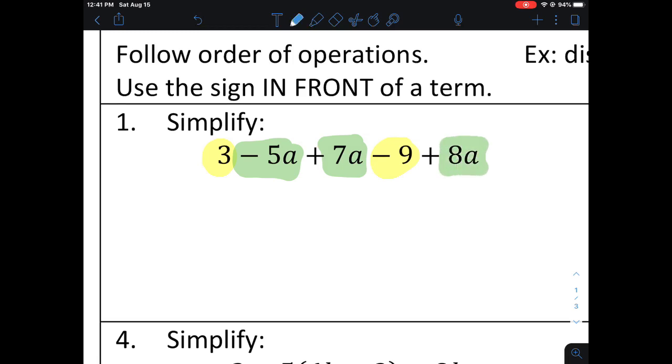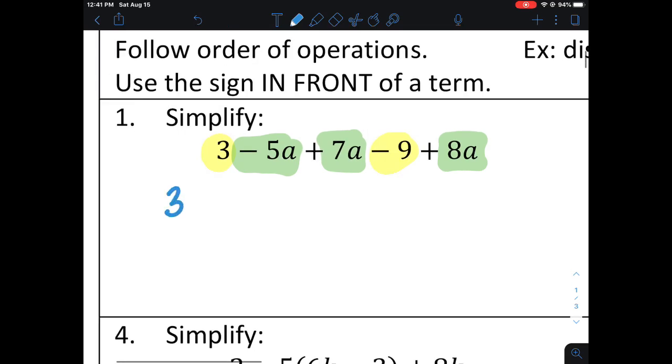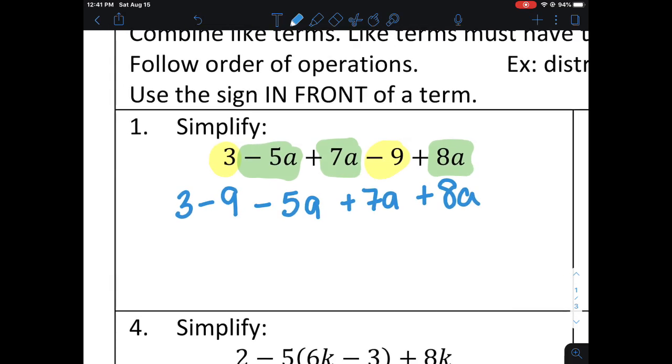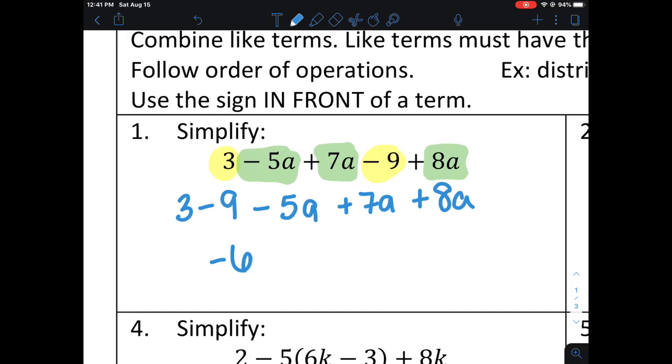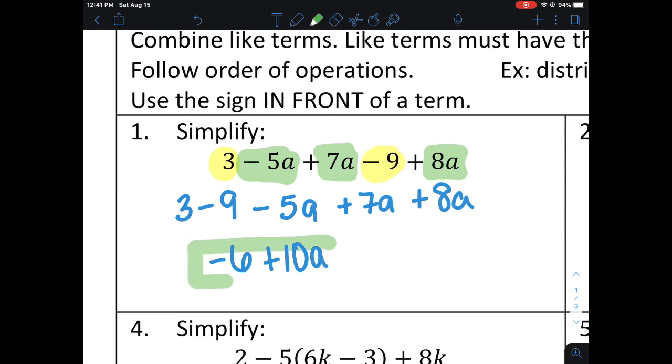Okay, I'm going to combine the things that I highlighted together. So if you want to write the extra step, combining them, putting them close together, we've got 3 minus 9 minus 5a plus 7a plus 8a. So we've got 3 minus 9, that's -6. -5a plus 7a plus 8a is a plus 10a. And that is my final answer. We've got -6 and 10a, which cannot be combined.